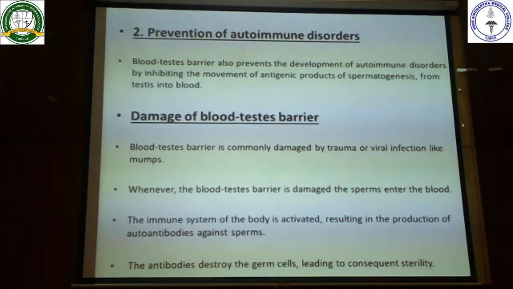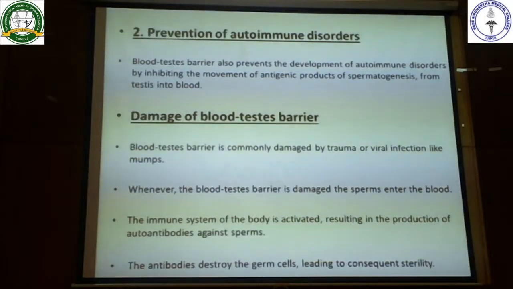So locally it protected the seminiferous tubules, and now it is going to protect the whole body by preventing the movement of the antigenic products of the spermatogenesis from the testis into the blood. So as a result, this will prevent the autoimmune disorders. Okay. Now there are certain conditions wherein even this barrier can be damaged. Just as the blood-brain barrier can sometimes be damaged, similarly the blood-testis barrier also can be damaged.